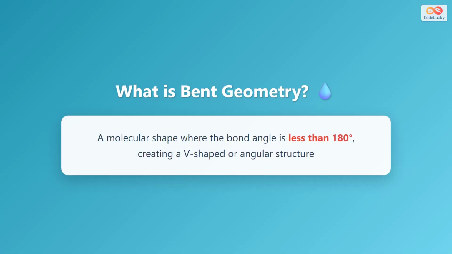In chemistry, bent geometry refers to molecules that do not form straight lines, but instead have angles less than 180 degrees between bonds. These molecules have an angular or V-shaped configuration, rather than being linear.